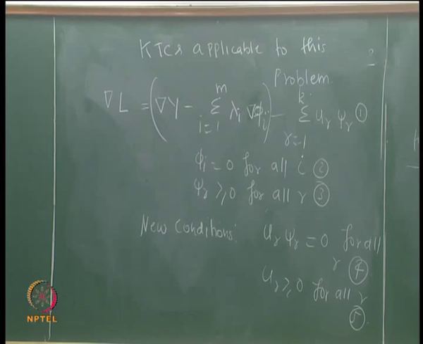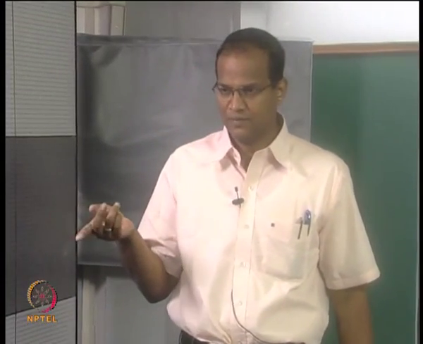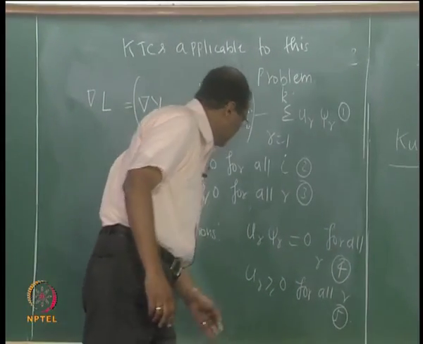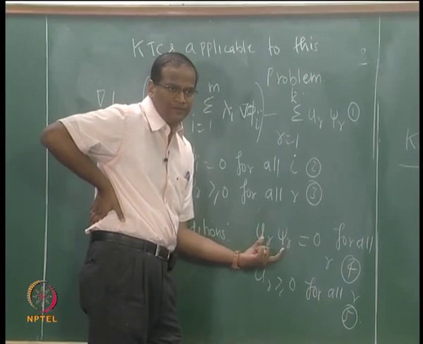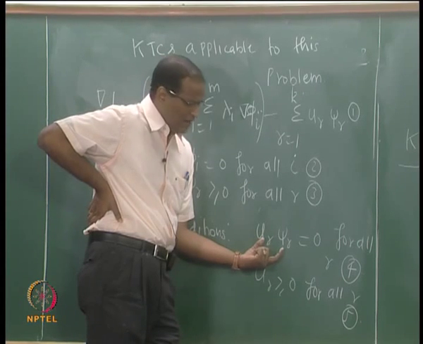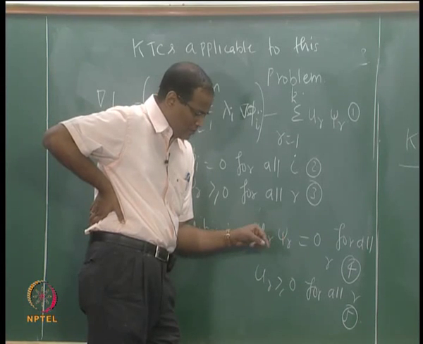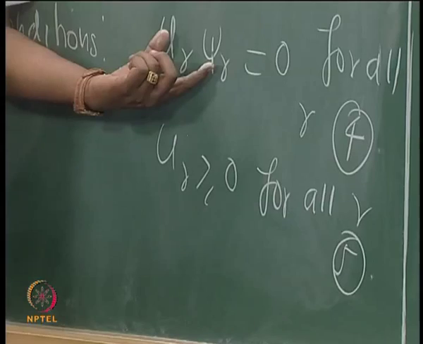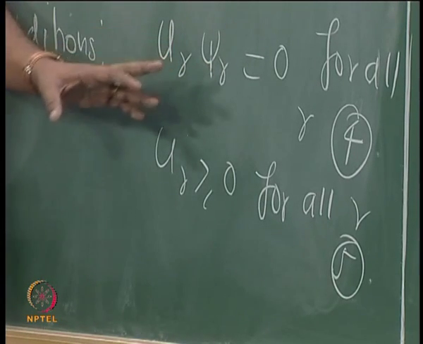Do not worry, I will explain all this. For a maximization problem, the minus of y has to be minimized. If you want a maximum of y, you can take minus of y, and that has to be minimized. This is a very important condition introduced by Kuhn and Tucker. This condition 4 means either psi equal to 0 or u equal to 0 or both are 0. Again, it is a very important condition: either psi is 0 or u is 0 or both are 0.